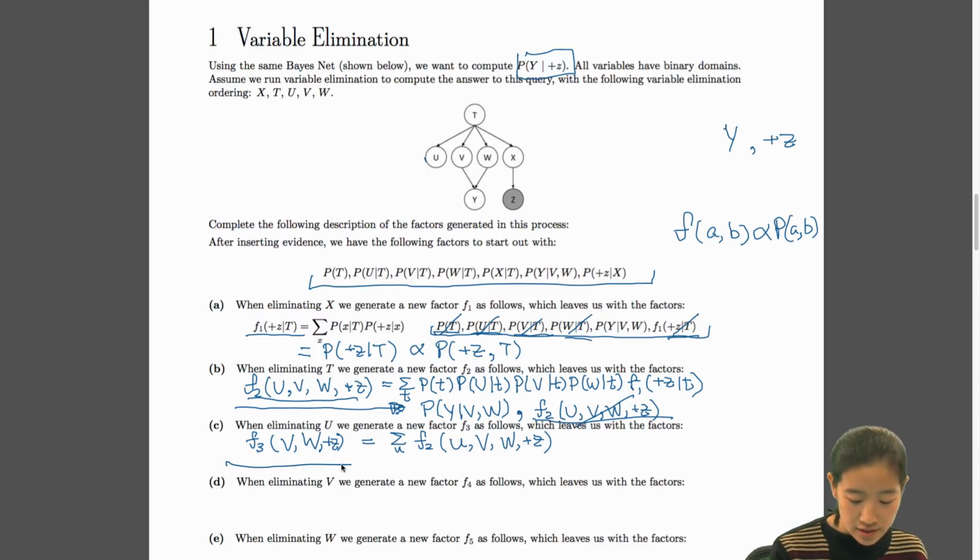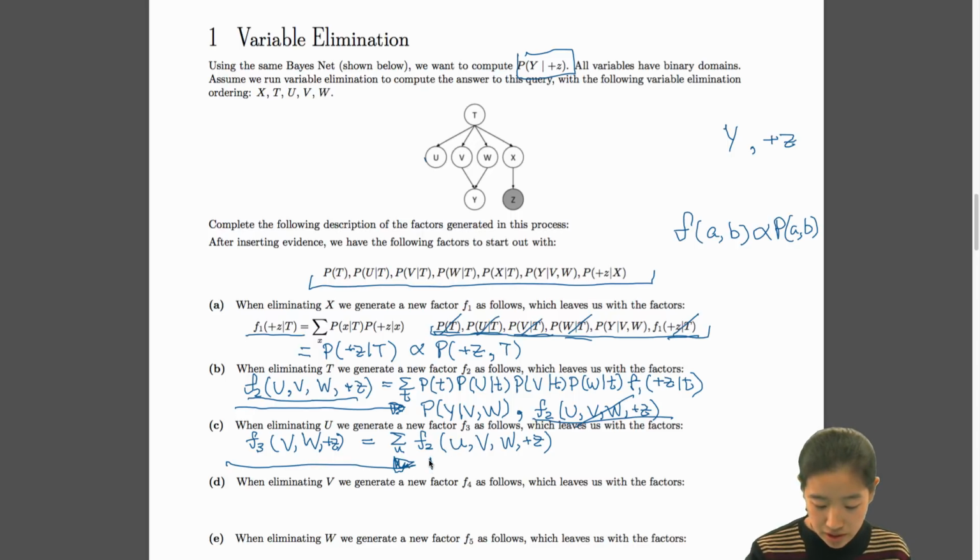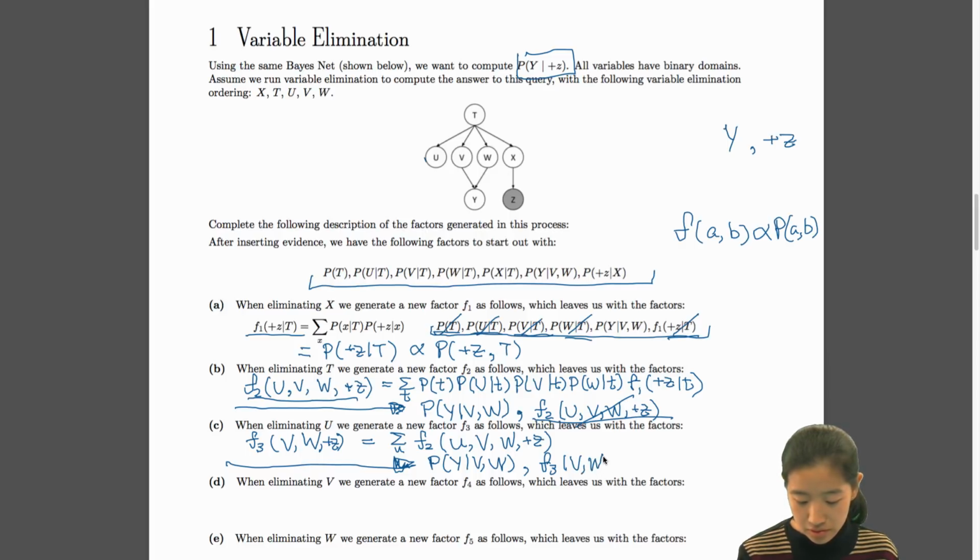Now our new factors, factors that still remain, are going to be the probability of y given v, w, so that one refuses to leave, and the third factor, our new factor that we just created, which is f3 of v, w, and plus c.